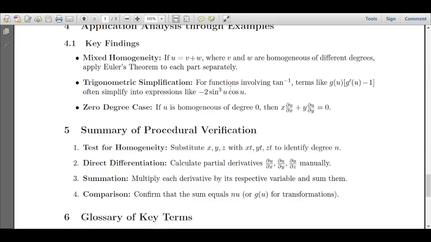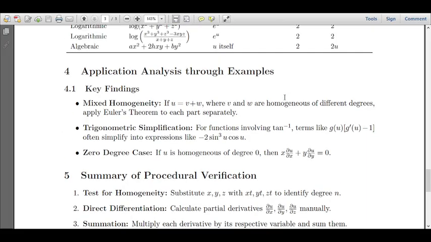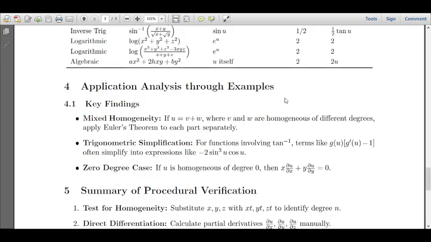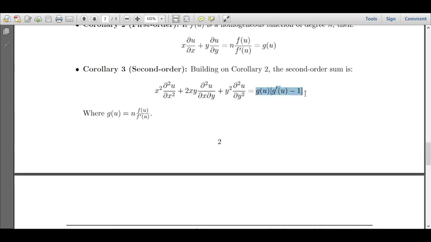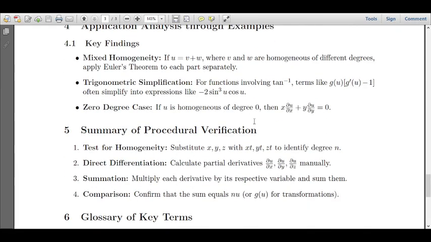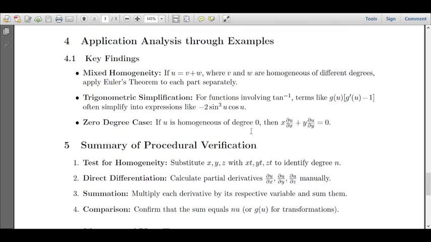The main thing is that for functions involving inverse trigonometric functions, for second order partial derivatives, it can be expressed in the form g of u into (g dash of u minus 1). And in the next video, we will discuss the problems on Euler's theorem. Thank you.